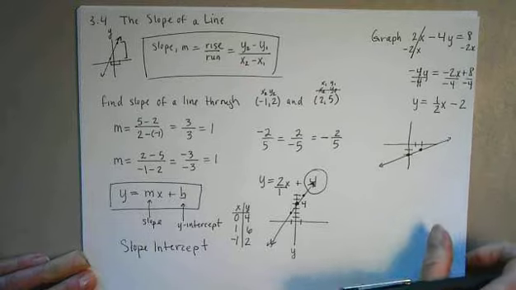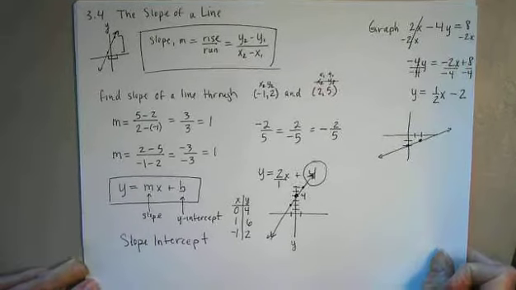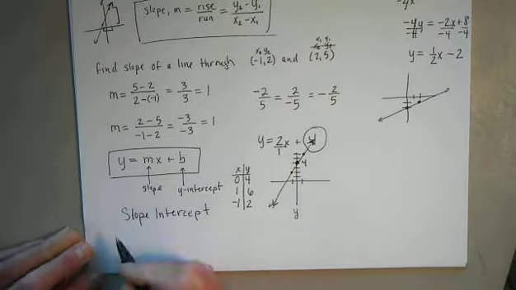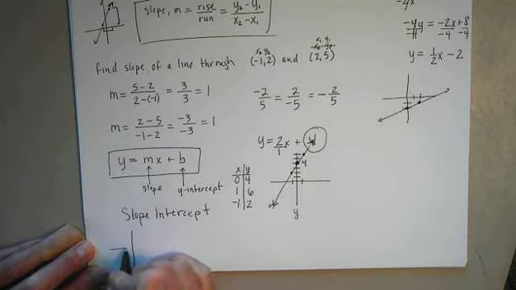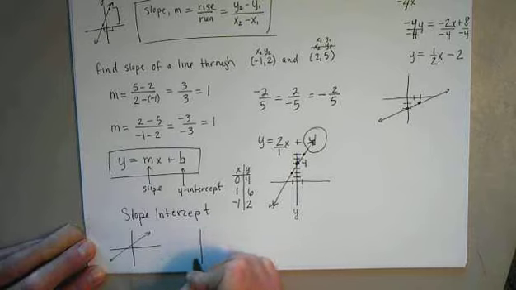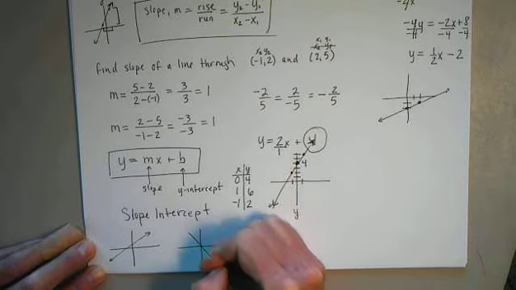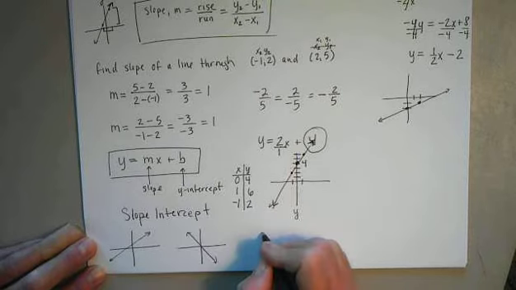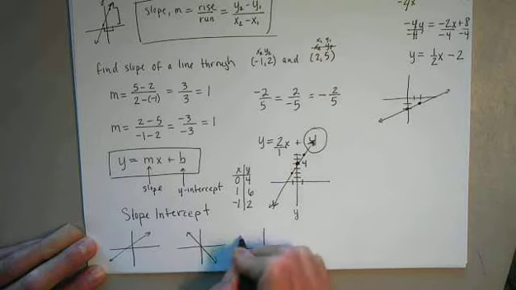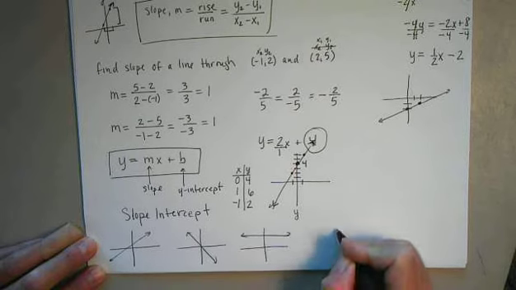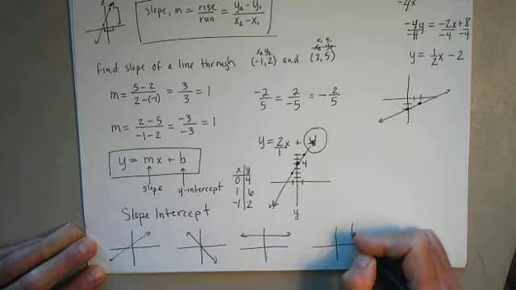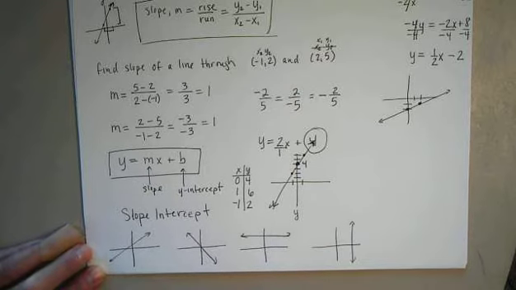Alright, now to finish this section, they talk about the slopes a little bit more. And I'm going to draw 4 lines. I'm going to draw a line rising. I'm going to draw a line falling. And I'm going to draw a horizontal line and a vertical line. And let's talk about their slopes.